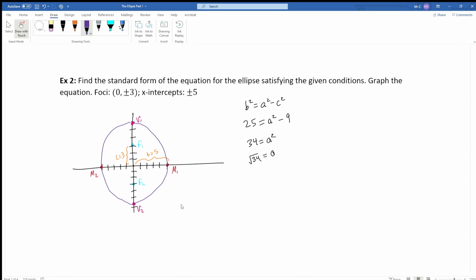Okay, so now which equation do we have? Well, in this case, since our equation is stretched along the y-axis, our a should be paired with the y. And that gives me x squared over b squared, which is 25, plus y squared over a squared, which is 34.